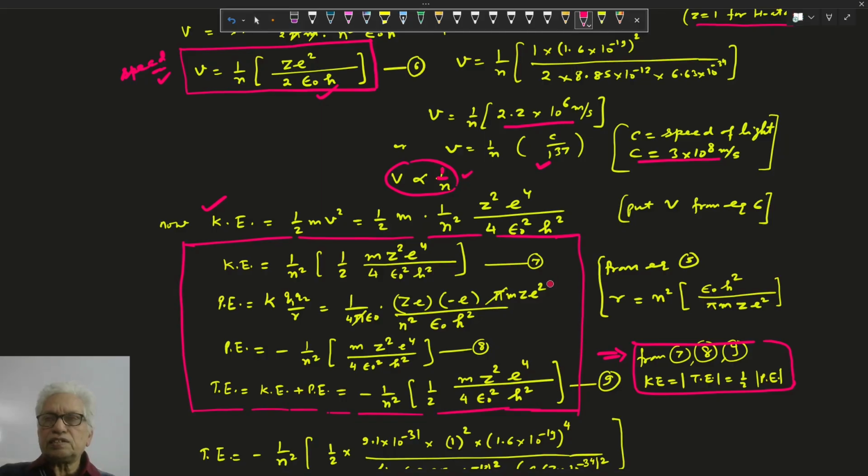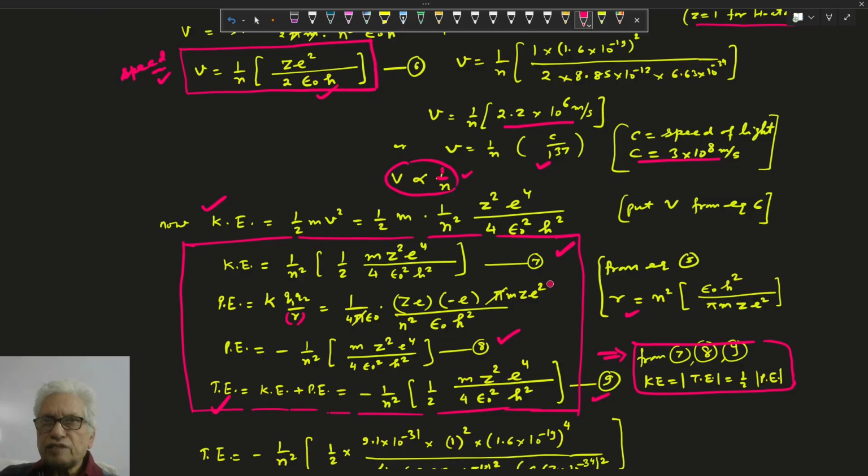ये हो गया kinetic energy का formula given by equation 7. And potential energy K Q1 Q2 upon R, K Q1 means Ze हो जाएगा गोल्ड न्यूक्लियस का, and electron here is, और कोई भी ले सकते हैं, Z अभी वैल्यू हमने असाइन नहीं किया है, any value Ze, and minus e for electron, putting the value of R here. Then this is the formula of potential energy, negative 1 upon n square and Z square e to the power 4 upon 4 epsilon naught square h. The sum of kinetic and potential energy is the total energy, and given by equation 9.